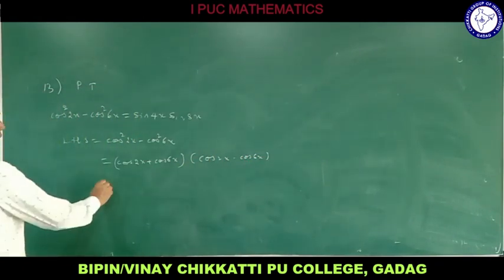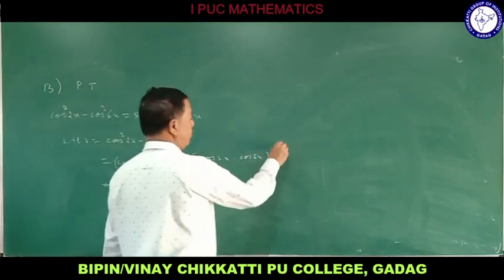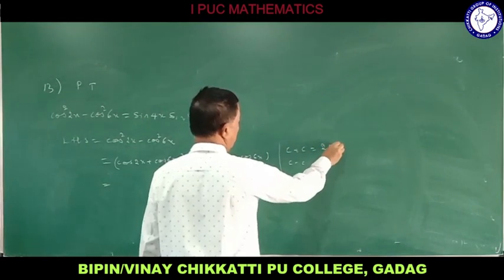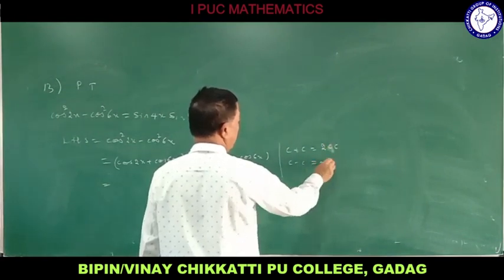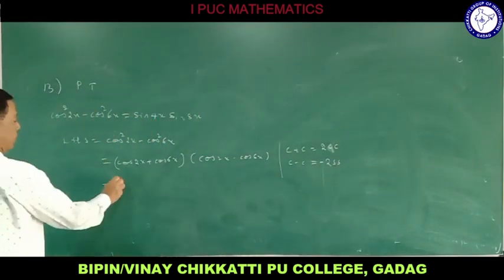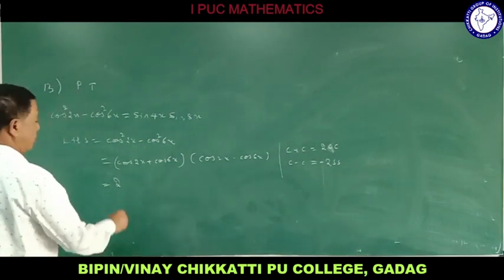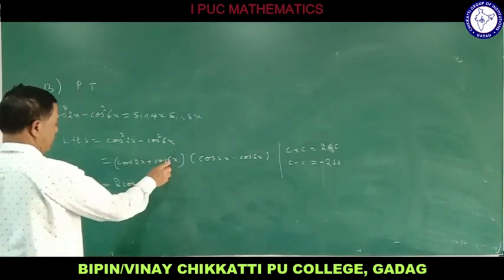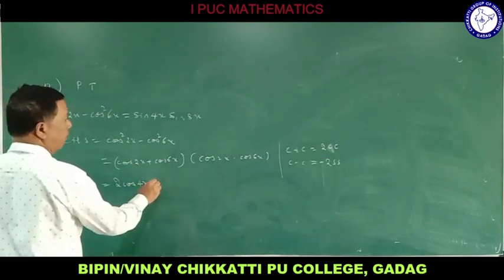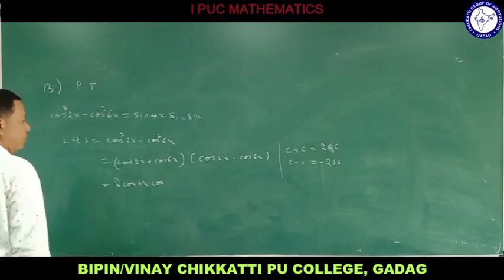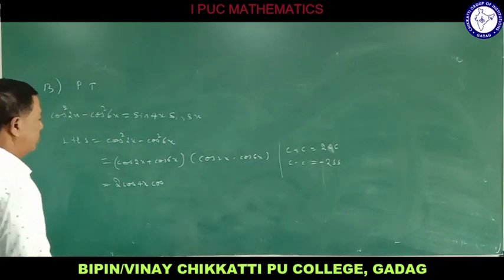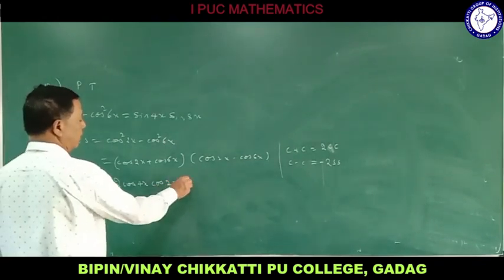Now here you see, the two formulas you are using: cos C + cos D is 2 cos cos, and cos C − cos D is −2 sin sin. So these are to be remembered. What comes here? 2 cos of (2x + 6x)/2, 8x by 2 means 4x, and once again cos of (2x − 6x)/2, that is minus 4x over 2, so cos 2x.